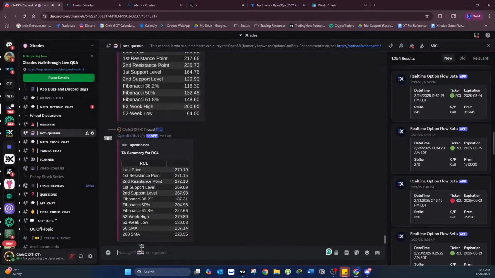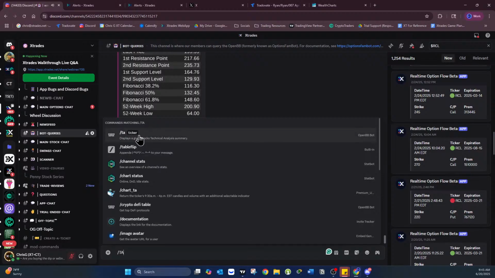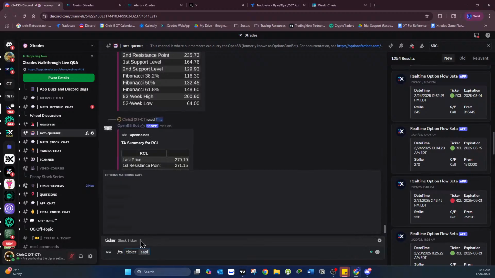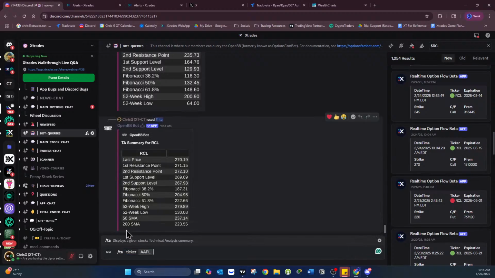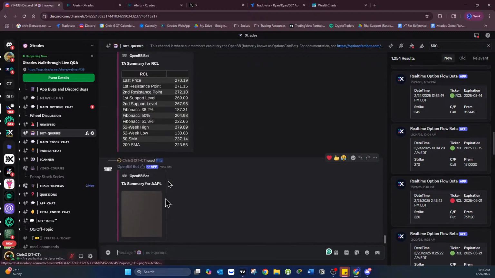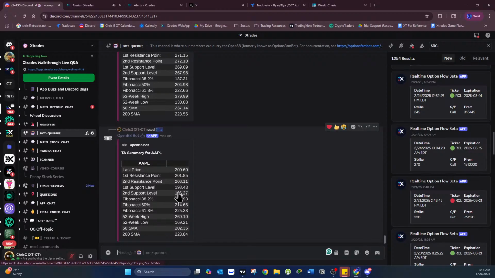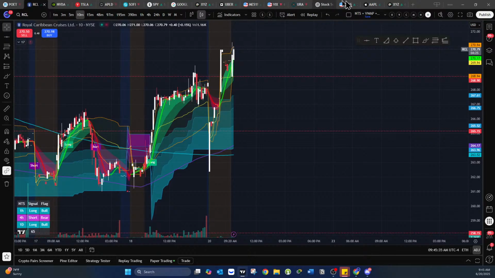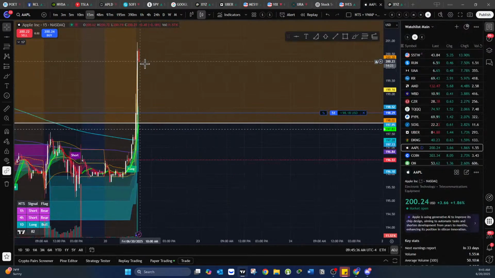So you guys can use this also, besides doing your own analysis. Support, resistance. I think this is only delayed a few minutes. I don't think it's delayed that much. Might be 15 minutes, but I'm not sure. Let's see, Apple's still going. Okay, finally got a red candle here.